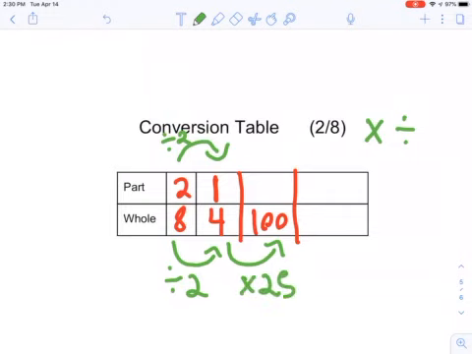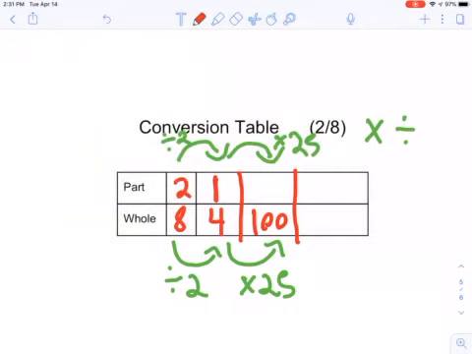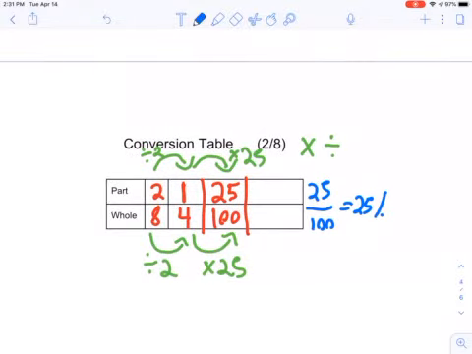So we know that 4 times what equals 100? Excellent. 4 times 25 gets us 100. Remember, what you do to one side, you must do to the other. So 25 times 1 gets us 25, obviously, because any number multiplied by 1 gives us that same number. And 25 out of 100 means that we now have our fraction out of 100, which means we can say the percent accurately and correctly: 25%. So 2 out of 8 equals 25%.